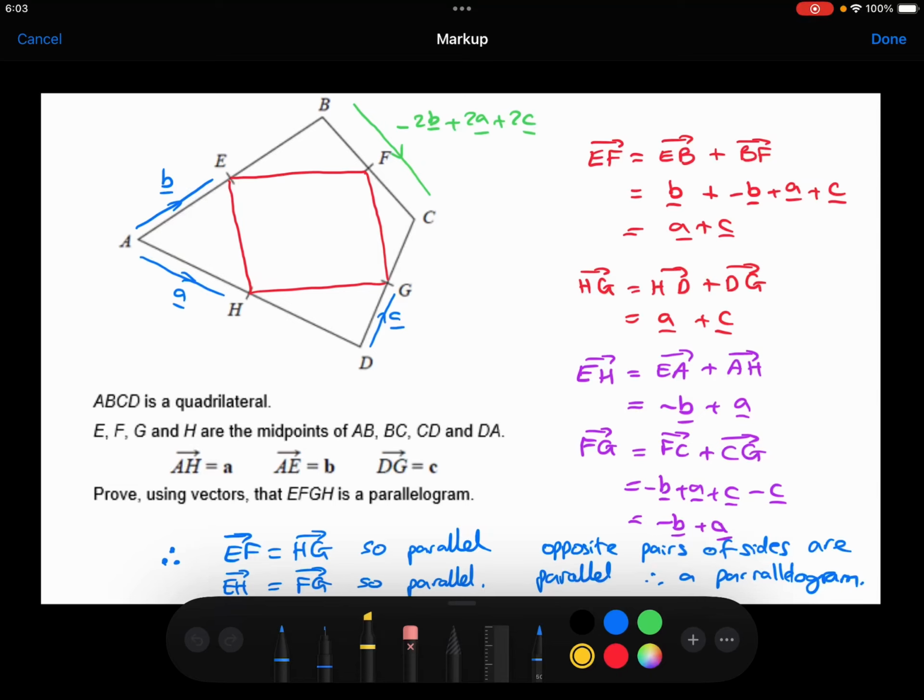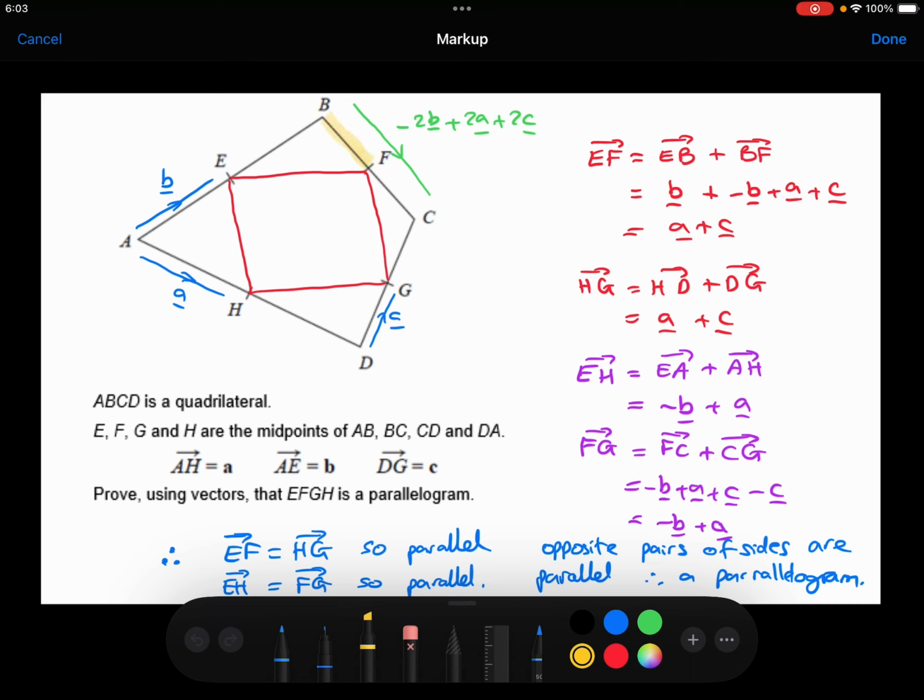ABCD is a quadrilateral. E, F, G, H are the midpoints. AH is vector A, AE is vector B, and DG is vector C. We need to prove that EFGH is a parallelogram.